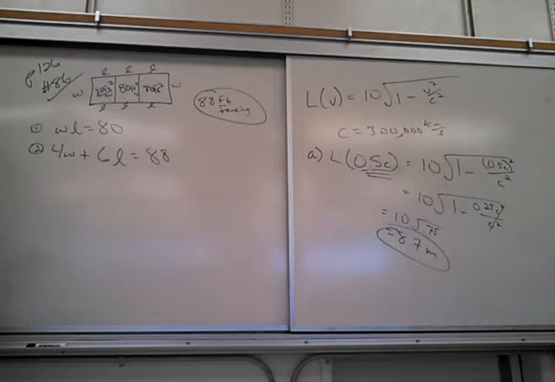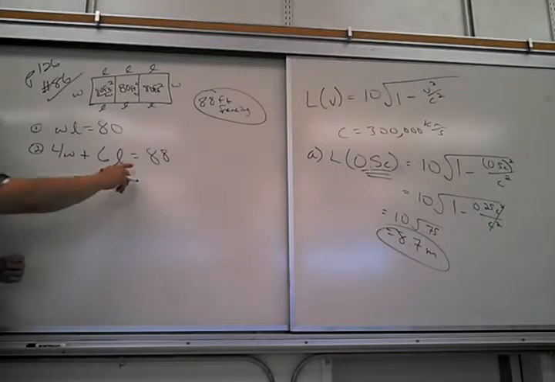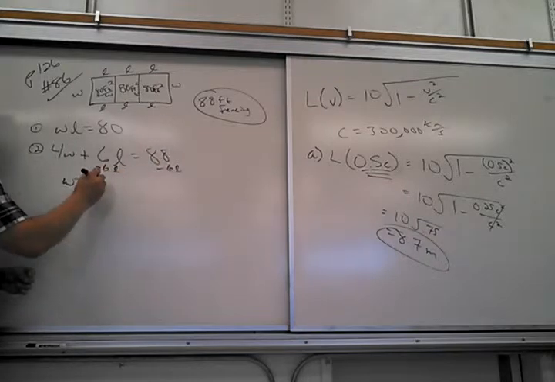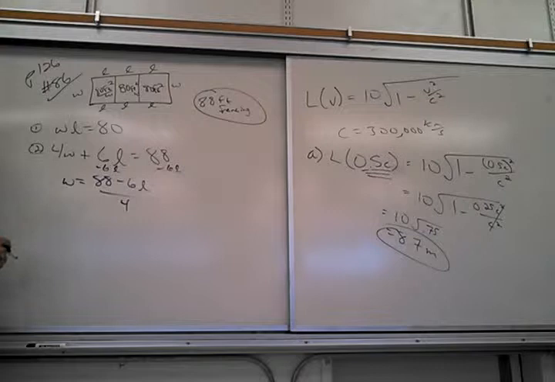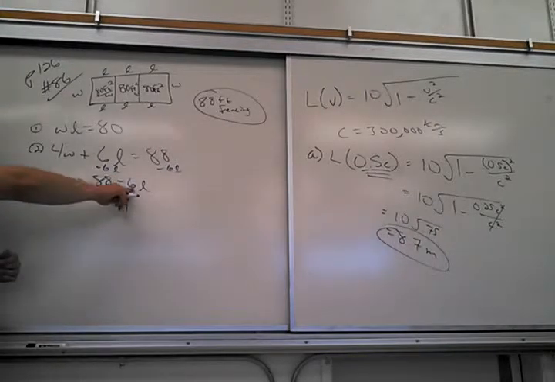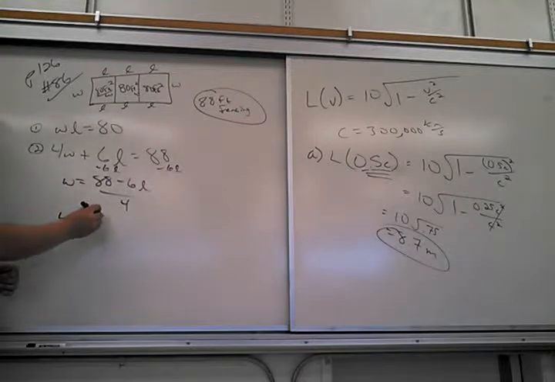Let me catch up with you guys. Did anybody solve for W? I would rather solve for W, it doesn't really matter. If I solve for W, I subtract the 6L over from 88, and then of course divide by 4 to get W by itself. You can reduce this a little bit. All the numbers are divisible by 4. It still looks kind of gross.